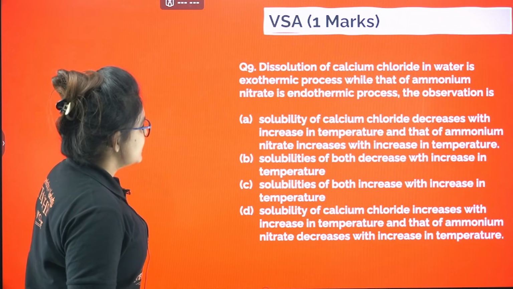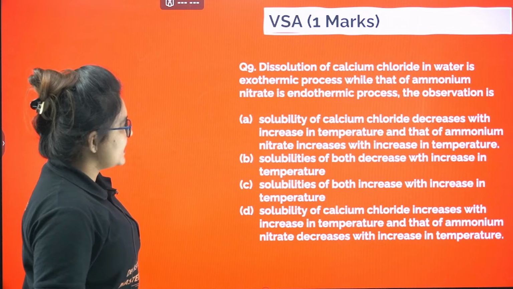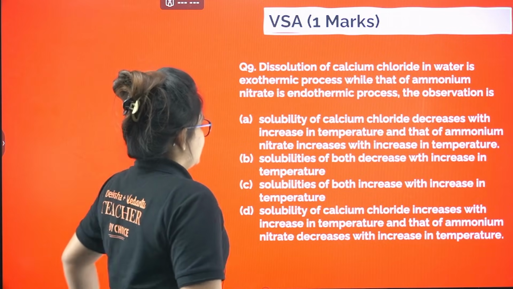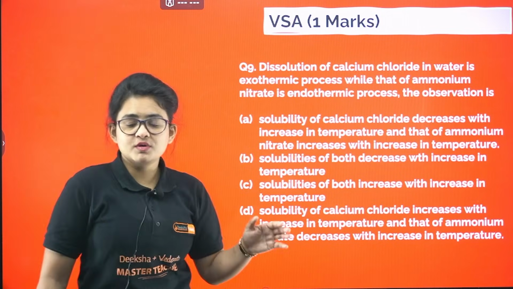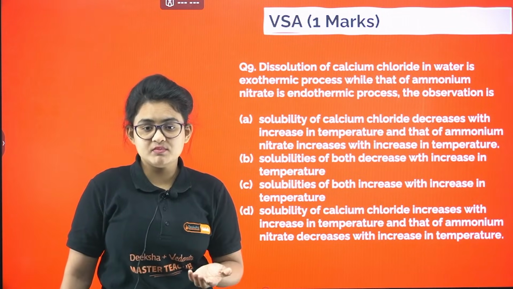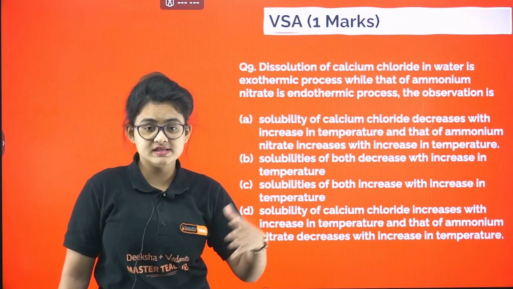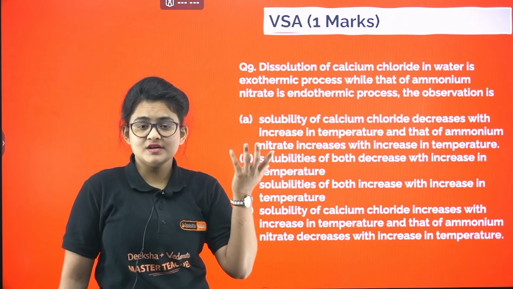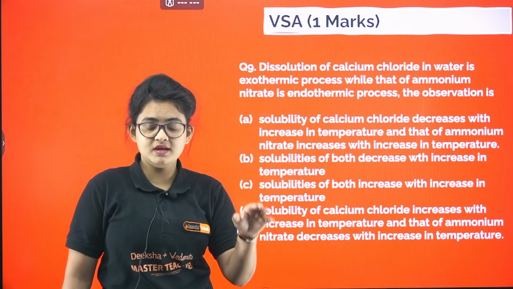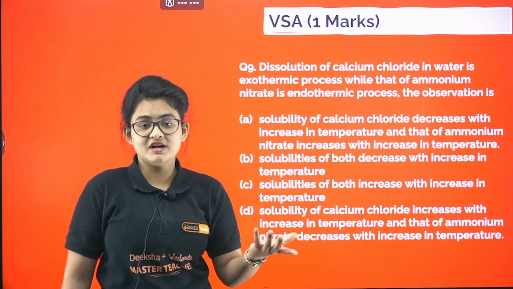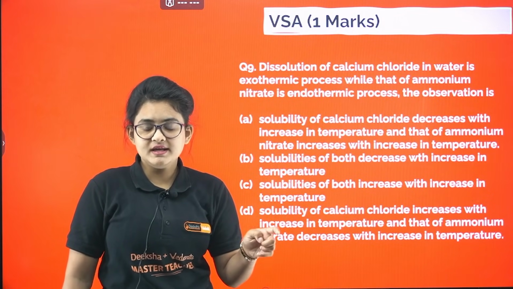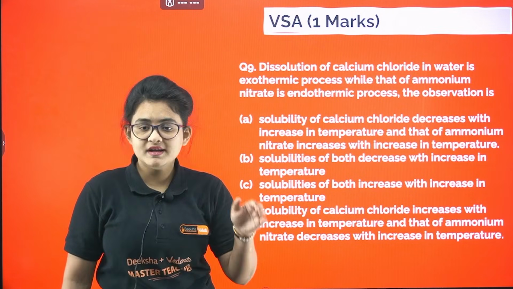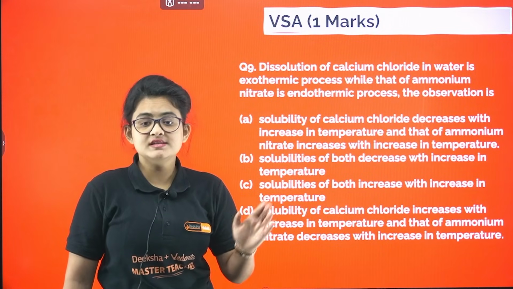The observation is that the solubility of calcium chloride decreases with increase in temperature. Whenever calcium chloride is dissolving, it's an exothermic process, meaning after being dissolved it is releasing some heat. So if you raise the temperature, the dissolution process will be lesser in accordance with the Le Chatelier principle, right? So definitely the solubility of calcium chloride will be decreasing with increase in temperature.